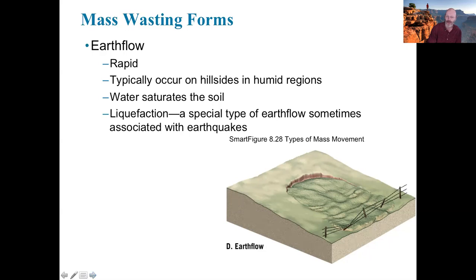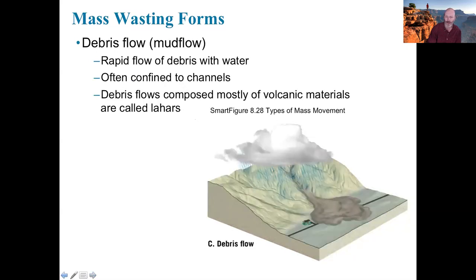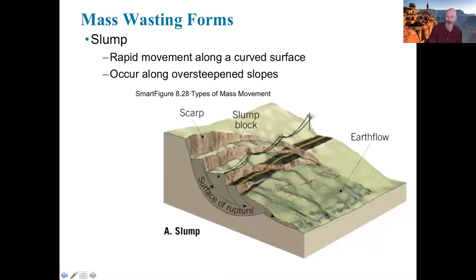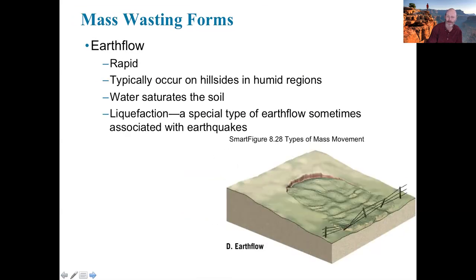These earth flows will tend to be rather slow most of the time. Debris flow will tend to be rapid. Rock slide will tend to be rapid. Slumps can be rapid or they can be slow moving. I've seen some really slow moving slumps out there.